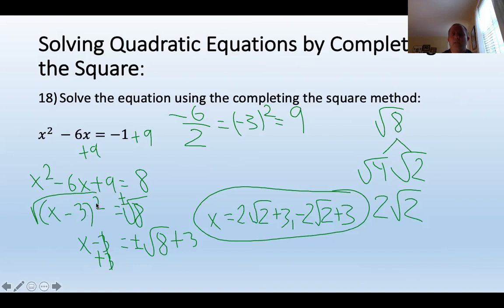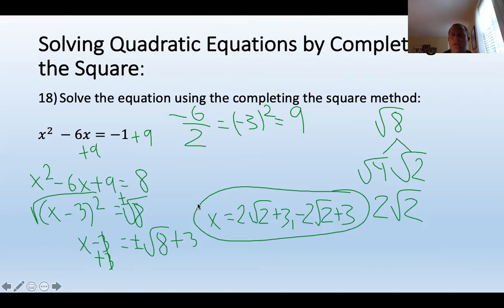And then the way to cancel the square out is to square root each side. When you square root, you end up with x minus 3 equals plus or minus the square root of 8. Whenever you square root a square, you have to have a plus or minus. And then we've got to get x by itself, so we're going to add 3 to each side, and we have x equals plus or minus square root of 8 plus 3.